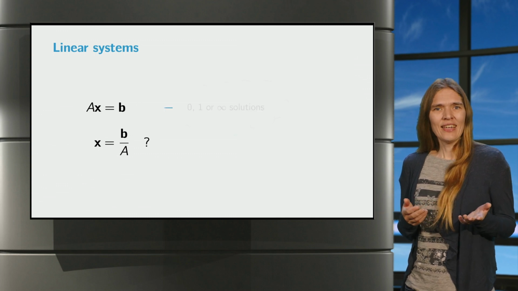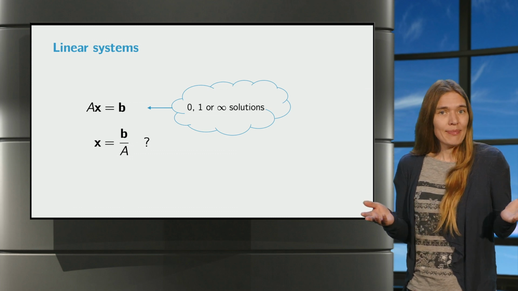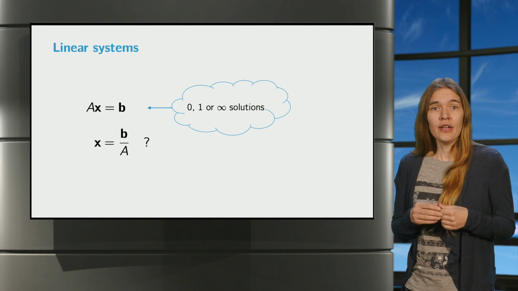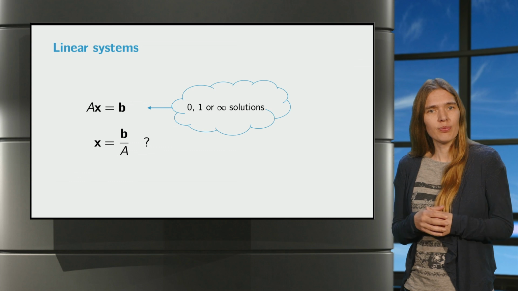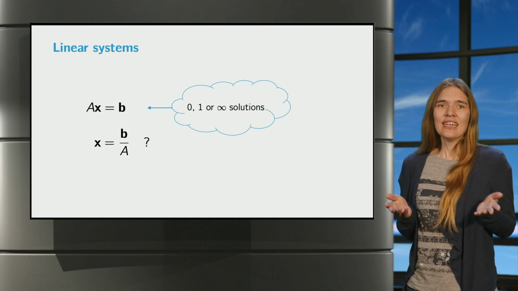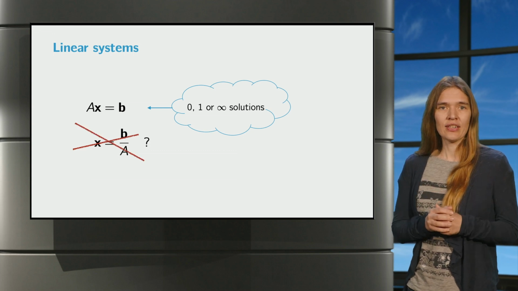In fact, once we recall that some systems Ax equals b have infinitely many solutions, and others have none at all, or just one, we conclude that b over A is apparently not a fraction that we can just compute. The notation is not helpful, not meaningful, and just plain wrong. We cannot divide by a matrix.